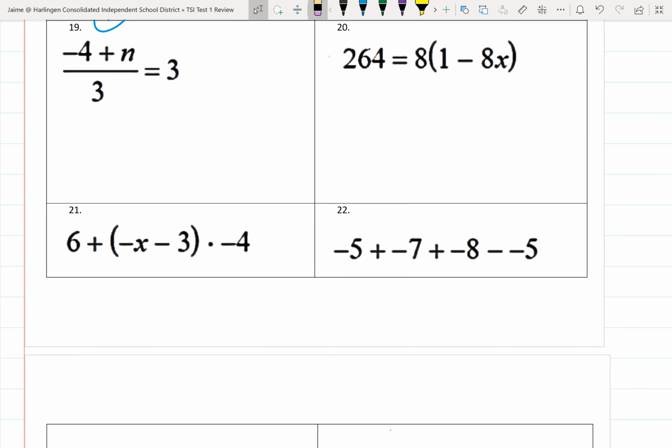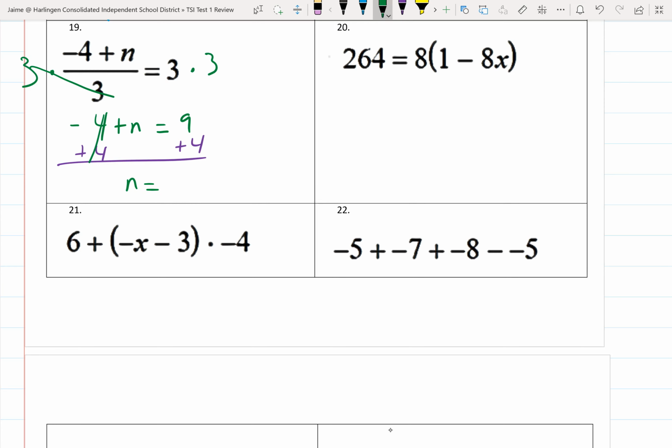Number 19 here. Negative 4 plus n, divide that by 3 is equal to 3. This is a multi-step equation. You want to solve for n. So you get rid of the number under the fraction. The n is the last thing you move. We don't like fractions, so how do you get rid of divide by 3? Well, you times 3. Negative 4 plus n is equal to 3 times 3, which is 9. How do you get rid of that minus 4? Add 4. So you have n is equal to 9 plus 4, 9, 10, 11, 12, 13. 13.